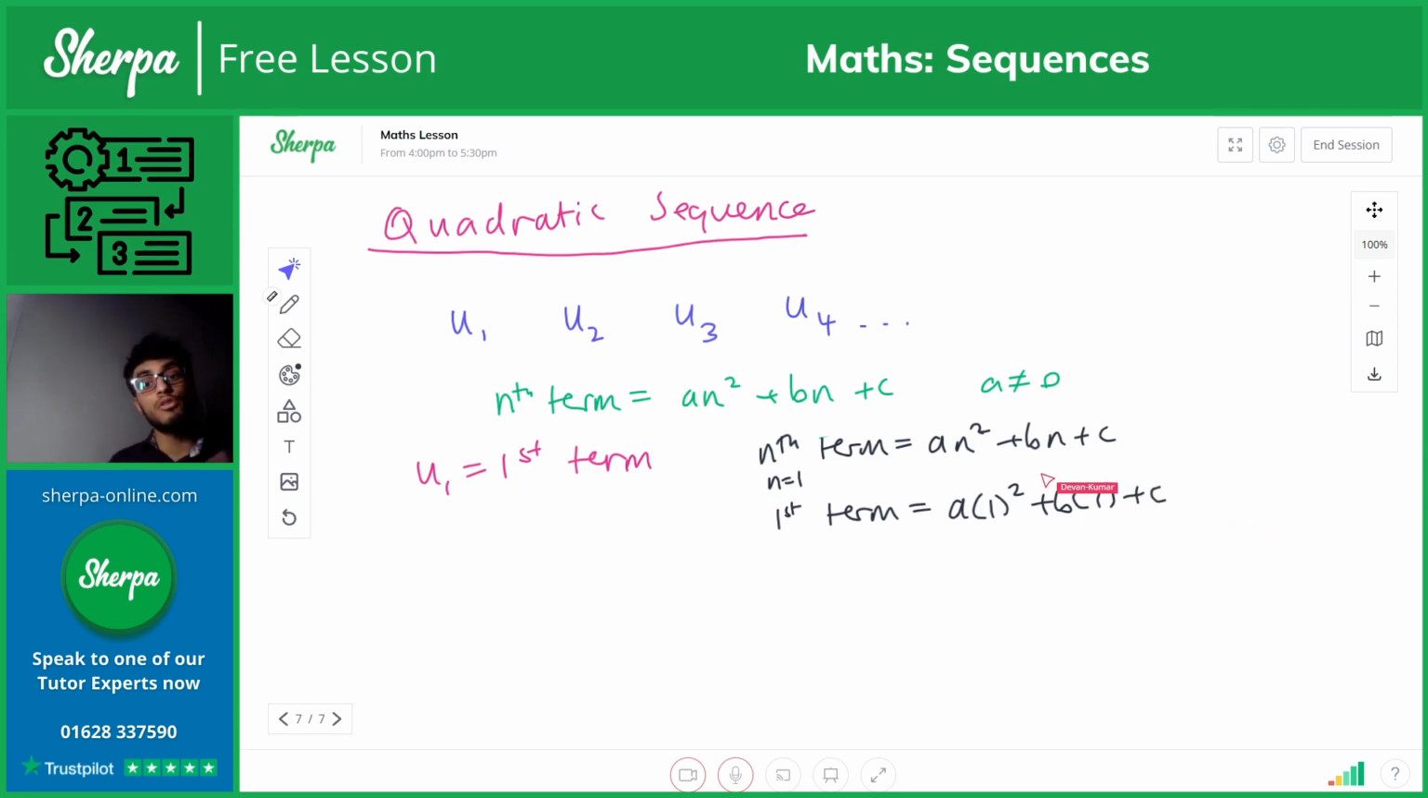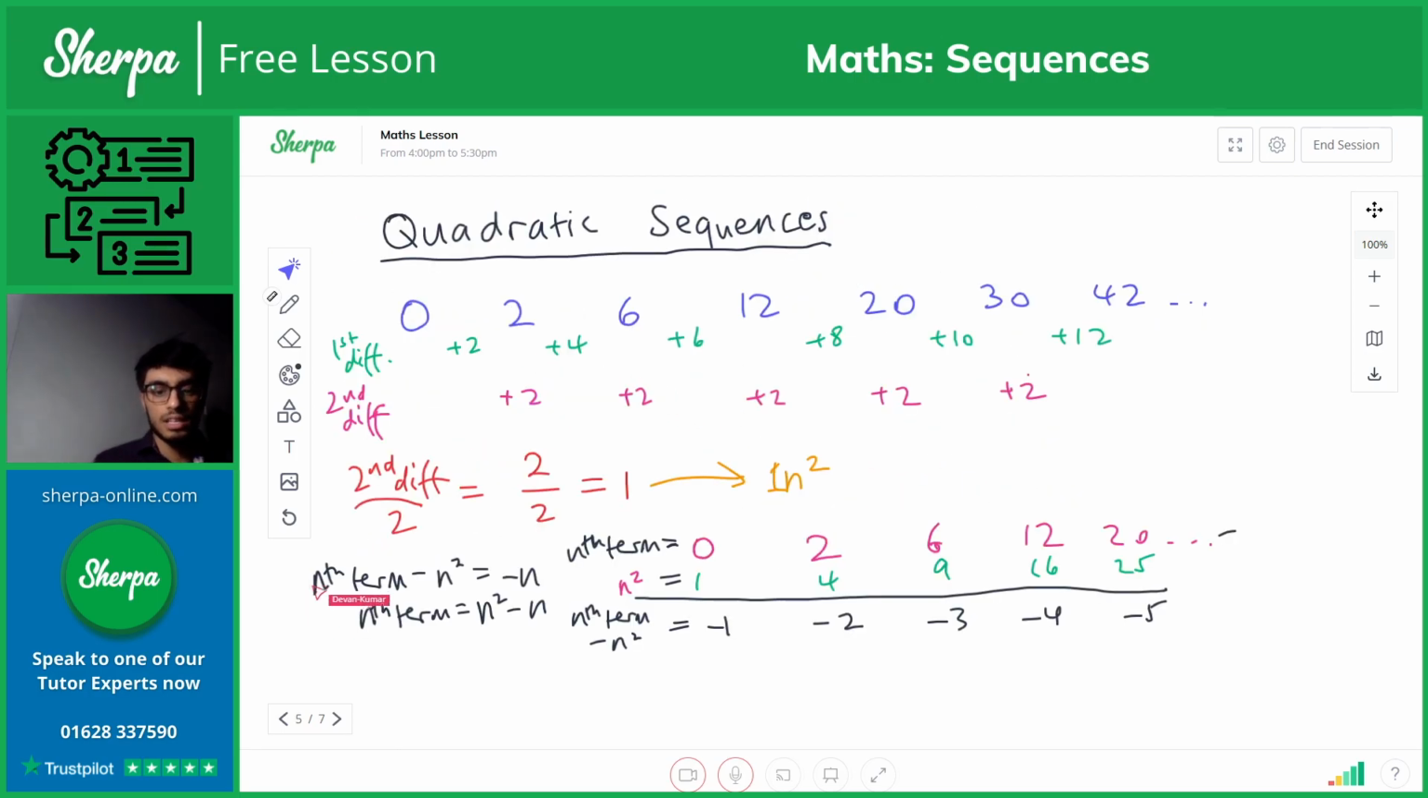Why is it that? Well, it's because we replaced the n with 1. So the first term is a times 1 squared, which is 1, plus b times 1, which is b, plus c. Now, why have I gone about figuring this out? Notice what we had in the last method. It could be a little bit confusing, especially with this column subtraction. It's not exactly clear why and how this works.